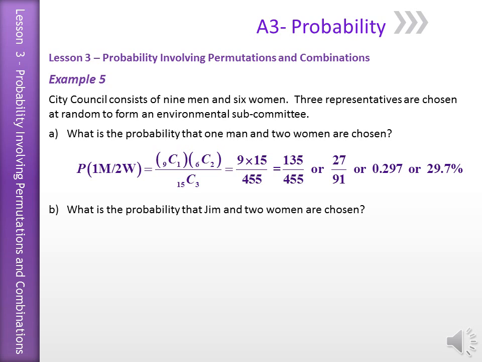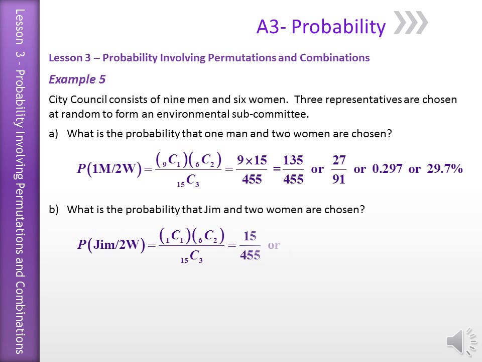Part B. What is the probability that Jim and 2 women are chosen? So Jim's going to be on there no matter what. So that would just be 1, that's the 1 choose 1. We're going to still need to choose the 2 women: 6 choose 2, all over our total number of committees, 15 choose 3.